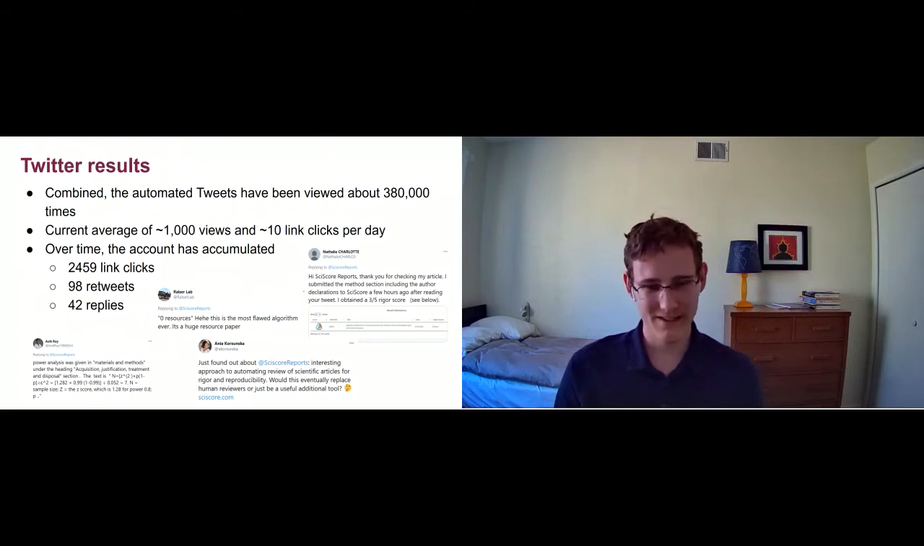So down here, you can see some of the replies that we've seen, and they range from people telling us that the algorithm is checking for the wrong criteria, as in our tools missed something that was actually included in the paper, like this person. So that would be a false negative for our tools. Some people use our tools for further analysis and improvements of their paper, like over here. And some people raise questions about if automated screening can replace peer review or just work alongside it.